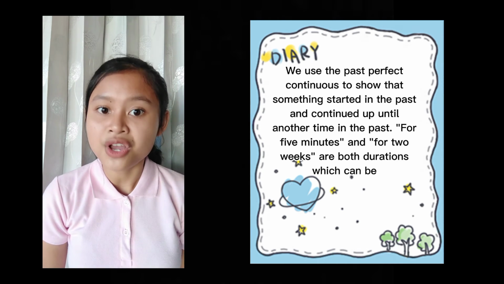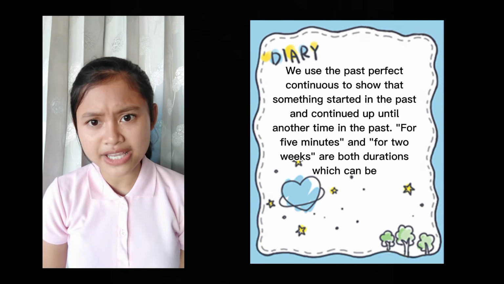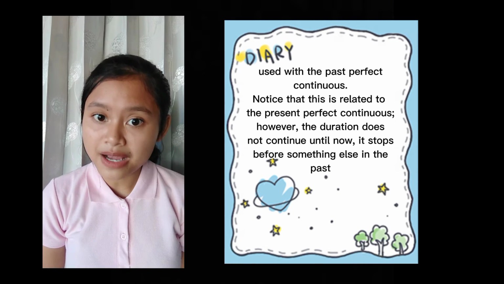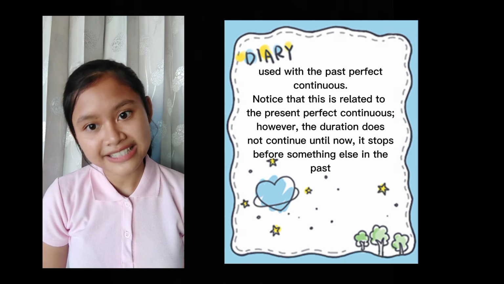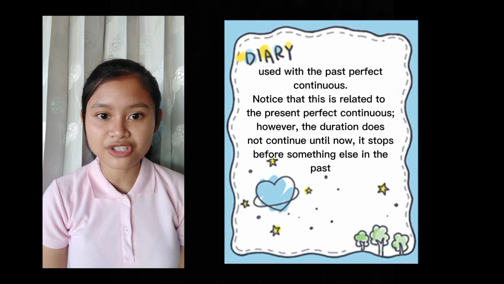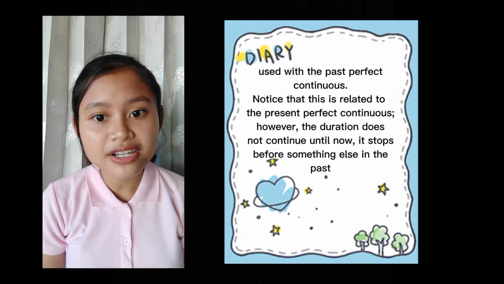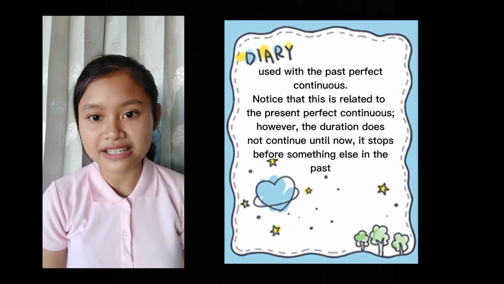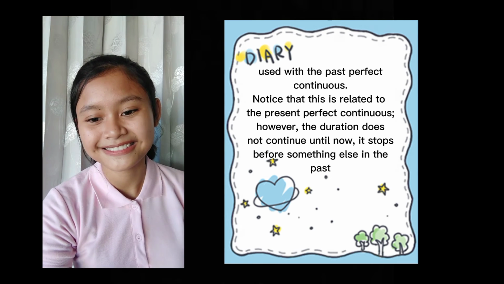For 5 minutes and for 2 weeks are both durations which can be used with the past perfect continuous. Notice that this is related to the present perfect continuous. However, the duration does not continue until now. It stops before something else in the past.